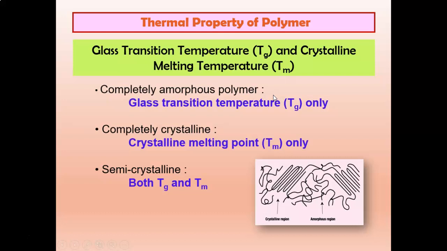Now we look at the thermal property of the polymer. For a completely amorphous polymer, we can determine the glass transition temperature. For a completely crystalline polymer, we can determine the Tm, or melting point. And a semi-crystalline polymer will have both Tg and Tm. As we can see, the crystalline region is in an ordered structure, while the amorphous region is in a coiled, random structure.